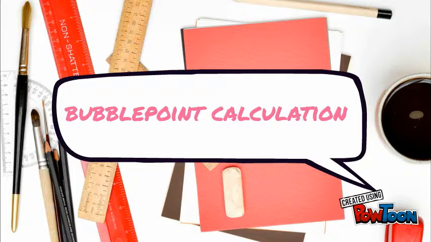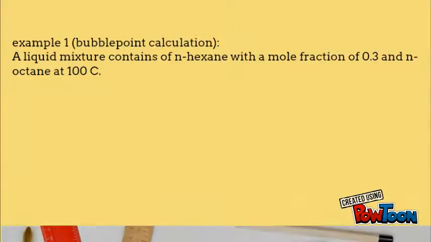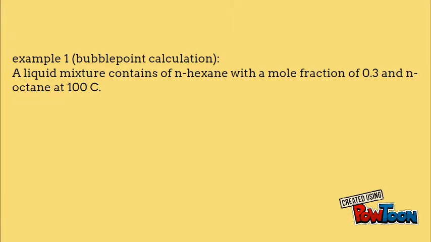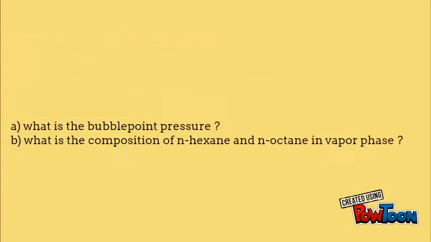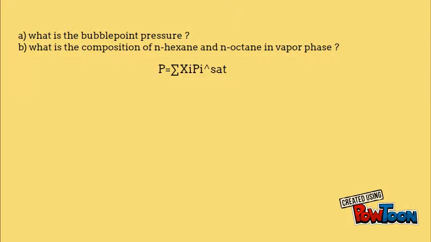the bubble point calculation. The question is: a liquid mixture contains n-hexane with a mole fraction of 0.3 and n-octane at 100 degrees Celsius. A. What is the bubble point pressure? B. What is the composition of the n-hexane and n-octane in vapor? Now, let hexane be component 1 and octane be component 2.